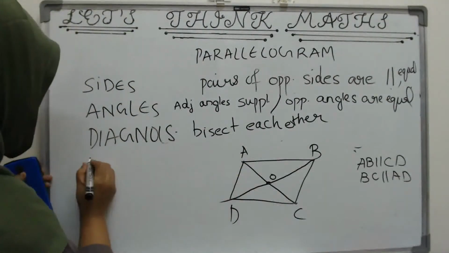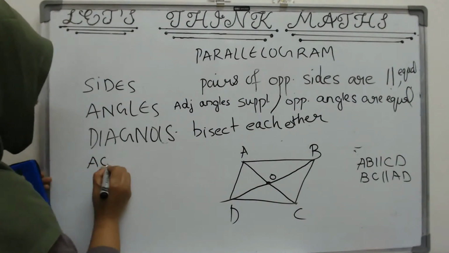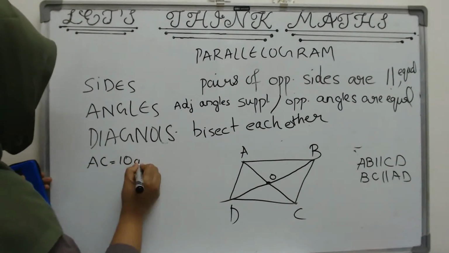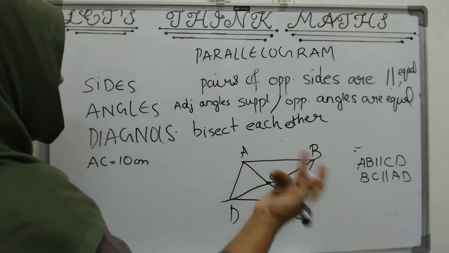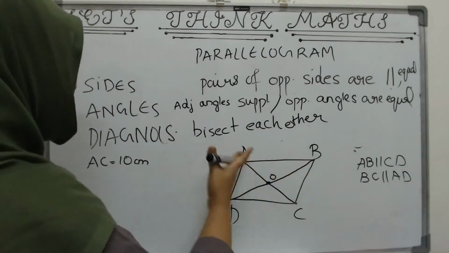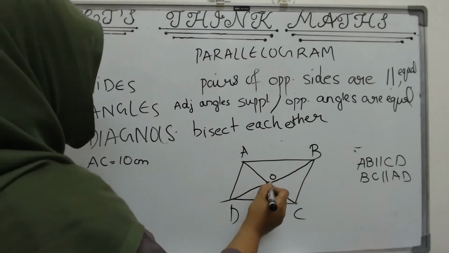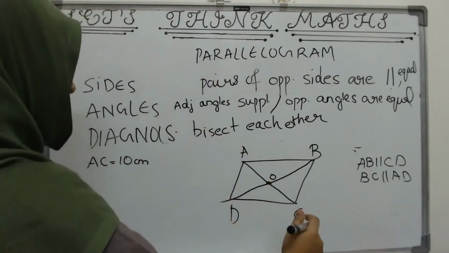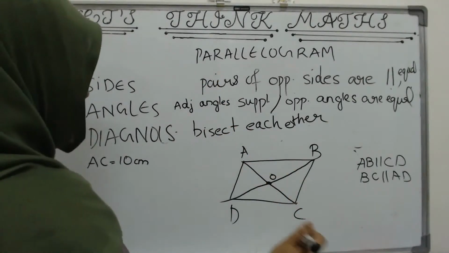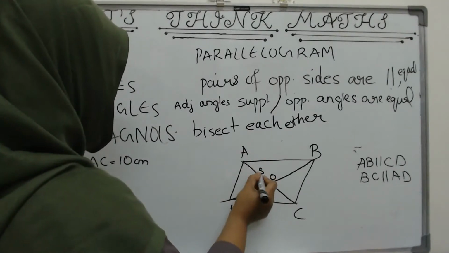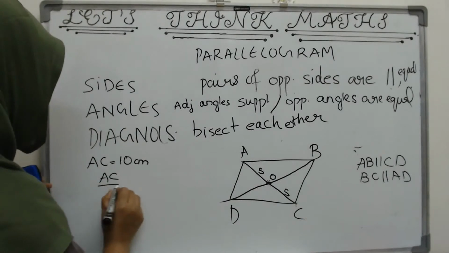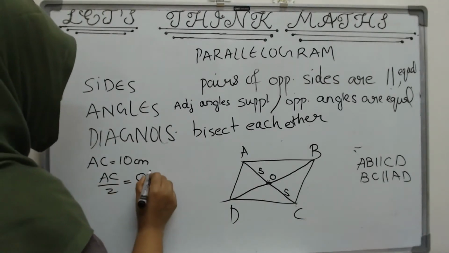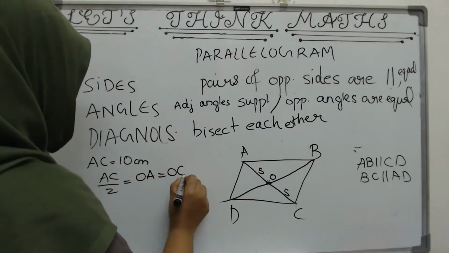So what we have here is, suppose AC is equal to 10 centimeters. Now the diagonals bisect means what? Bi means 2. That means it cuts it into two equal parts. So this point O cuts AC into two equal parts. That means AO will be 5 and OC will be 5, or in other words, half of AC is equal to OA is equal to OC.